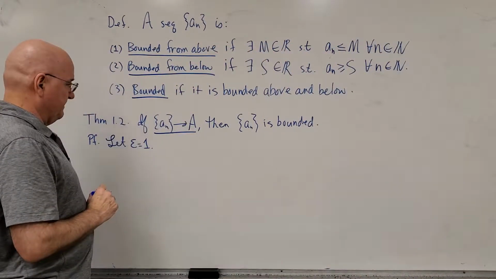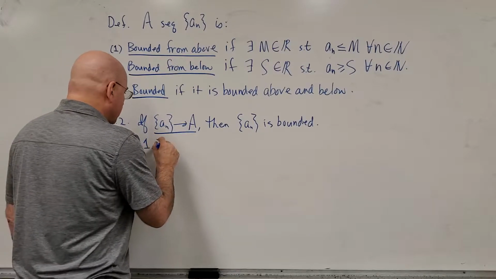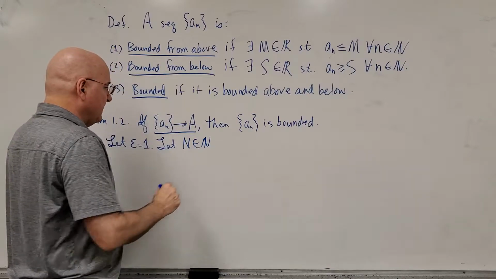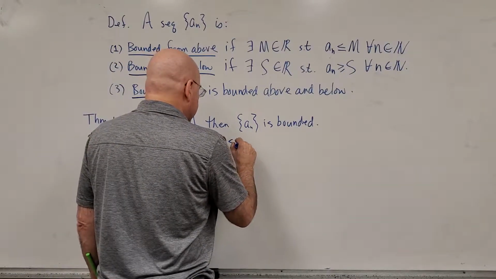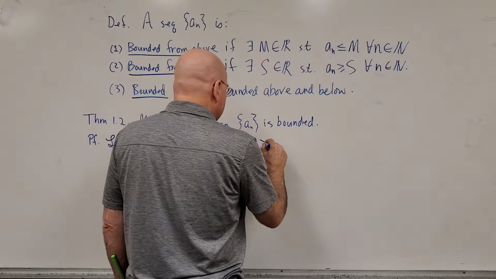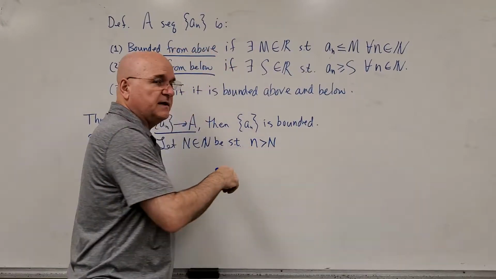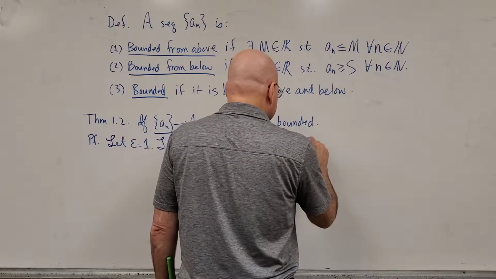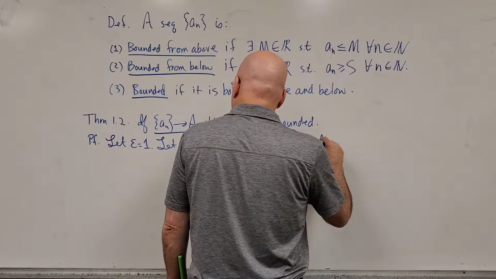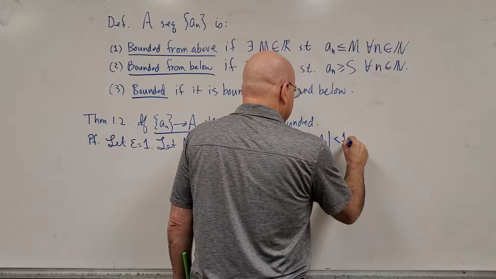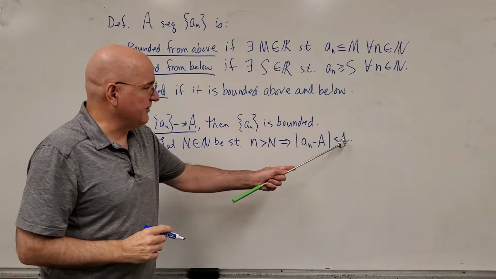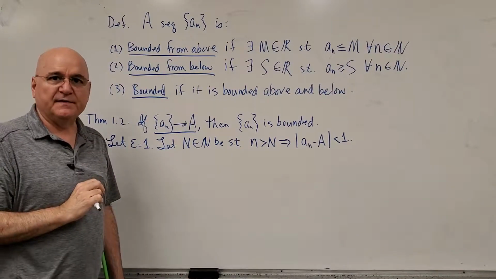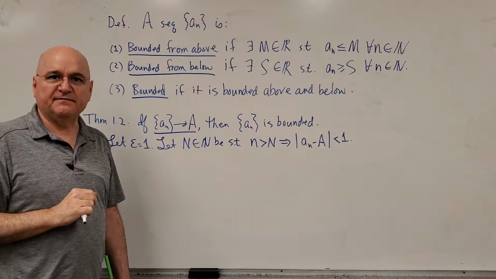Let epsilon equal 1. Then, let n be a natural number. Let it be such that n greater than N, meaning little n greater than capital N, implies |a_n minus A| is less than 1. I could have used the letter epsilon there instead. I actually didn't even have to use epsilon as a variable in this proof, but just to make it look more like the definition, I did that.